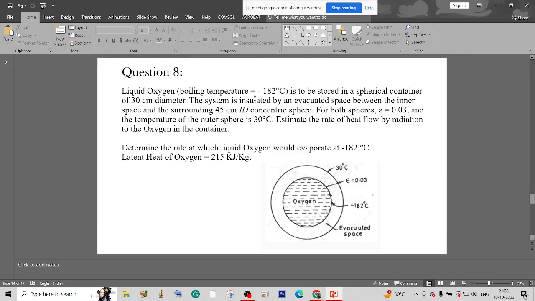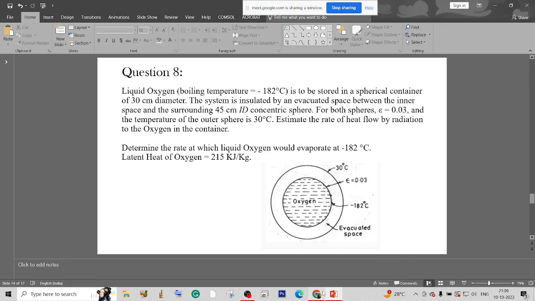So, what is said in this question? Liquid oxygen at a boiling temperature of minus 182 degrees Celsius is to be stored in a spherical container of 30 centimeter diameter. The system is insulated by an evacuated space between the inner sphere and the surrounding 45 centimeter internal concentric sphere. For both the spheres, the emissivity is 0.03 and the temperature of the outer sphere is 30 degrees Celsius. Estimate the rate of heat flow by radiation to the oxygen in the container. We also need to determine the rate at which the liquid oxygen would evaporate at minus 182 degrees Celsius. The latent heat of oxygen is provided here.